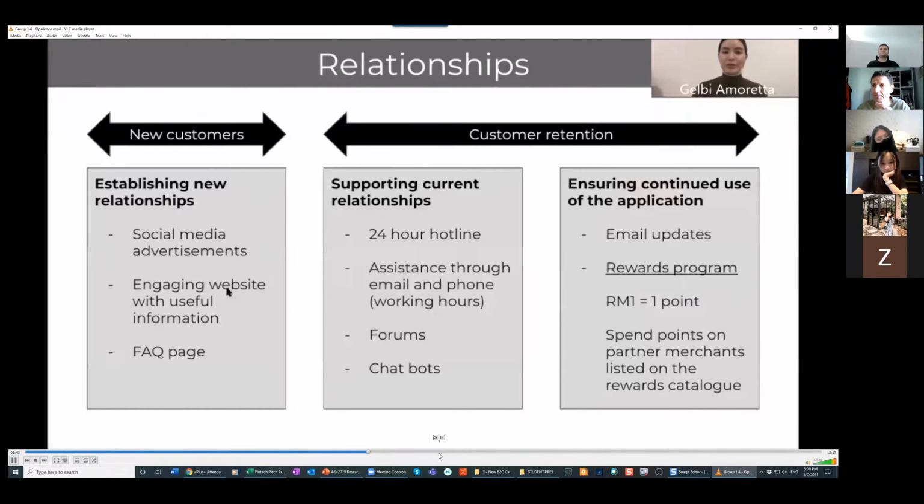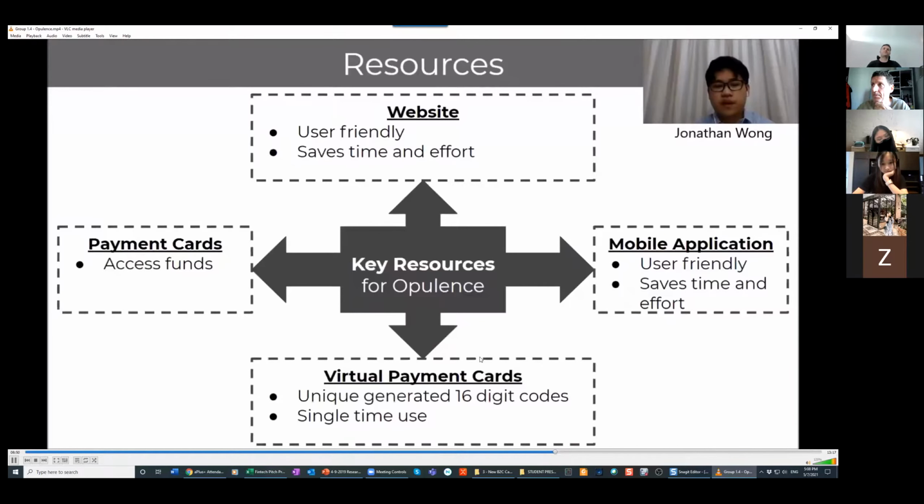Engaging website with useful information, where every at the App Store or Play Store, both of our digital services are user-friendly to save time and effort for the customers when navigating through Opulence to find the specific service that they want. In addition to the digital assets, we also have a virtual card option for customers. The virtual cards are more secure.